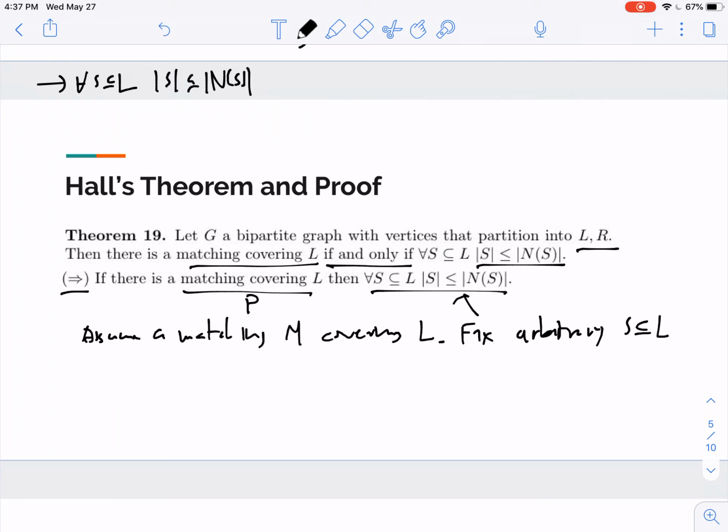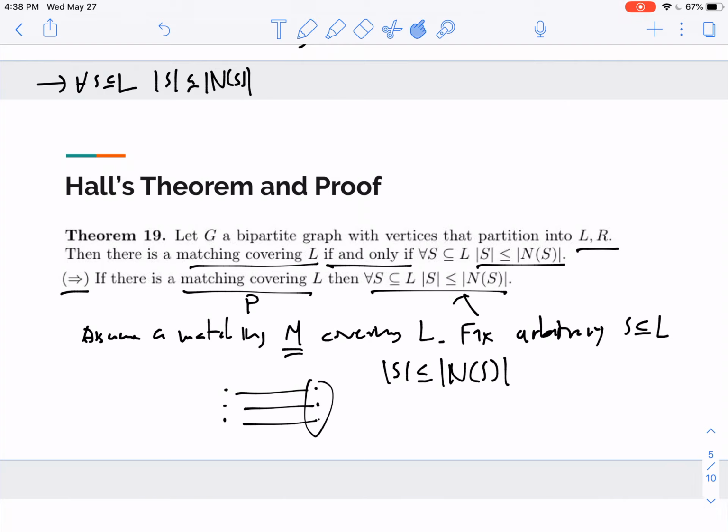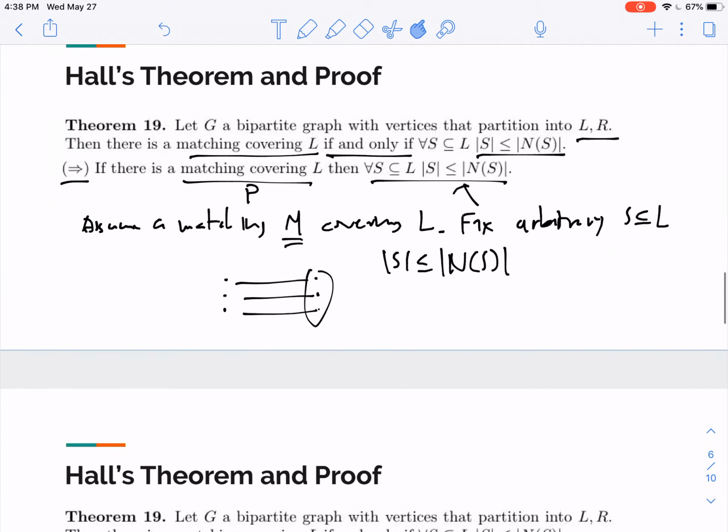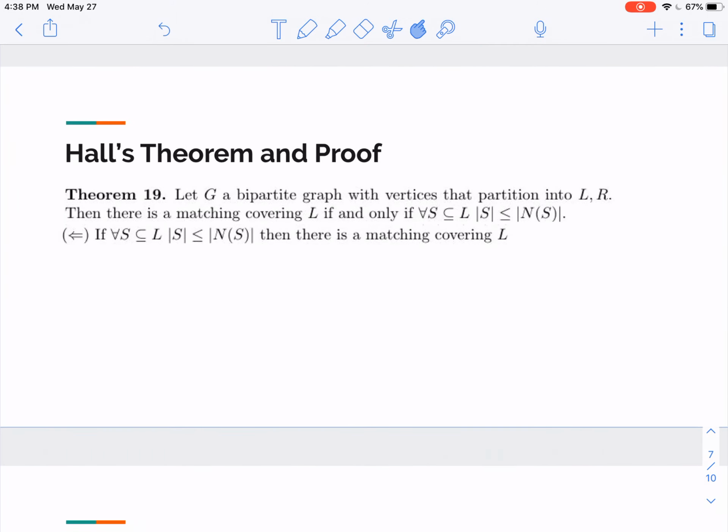Now consider, let's say this is our S right here, a couple of students. The matching assigns every student in S to a unique tutor, so we know that the neighbors of S are at least as large in size because of the matching. So we know that the size of S is less than or equal to the size of its neighbors. And that completes the proof of the forwards direction. Now we're going to do the backwards direction, and the backwards direction is a little bit more complicated.